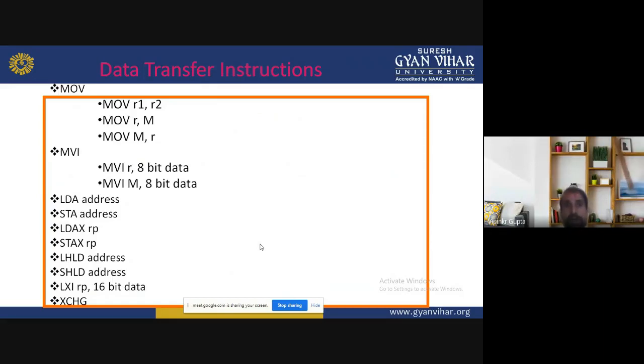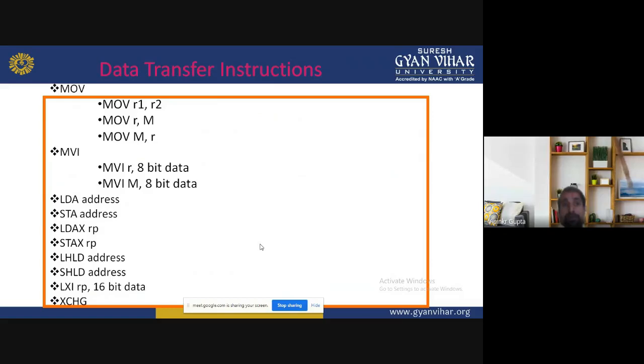So R2 is the source register and R1 is the destination register. Whatever data is in the R2 register is transferred to the R1 register. That is the meaning of this instruction. We can call this instruction move R1 comma R2.